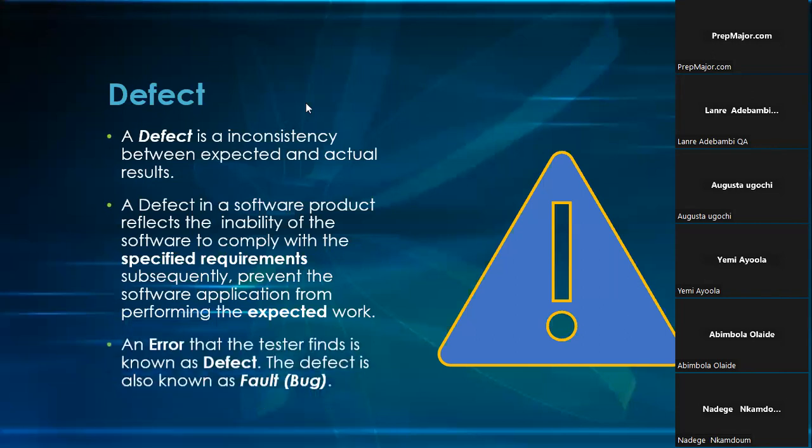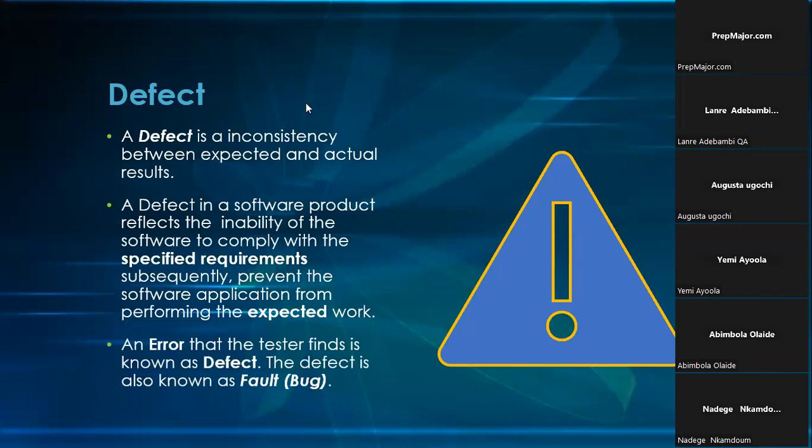So listen now, an error that the tester finds is known as a defect. So you can see now, the first brother has come to join the second brother: defect.